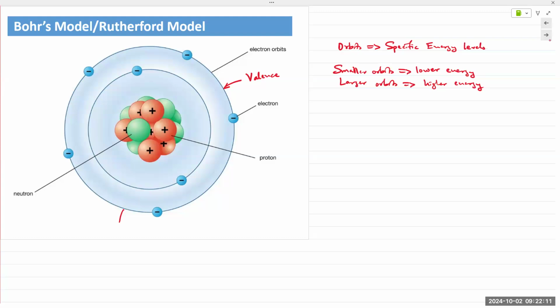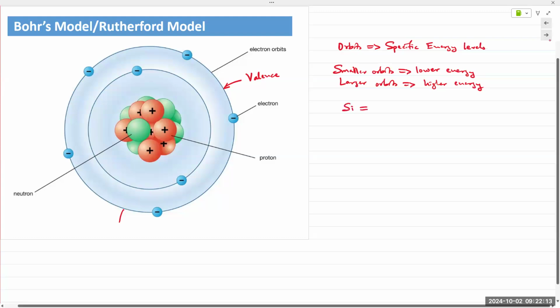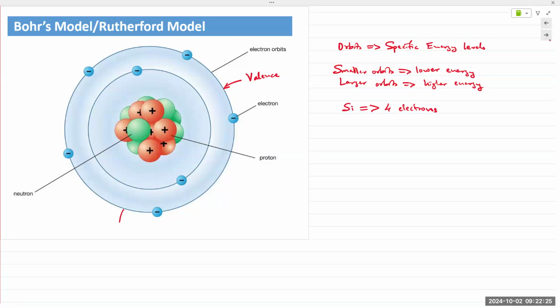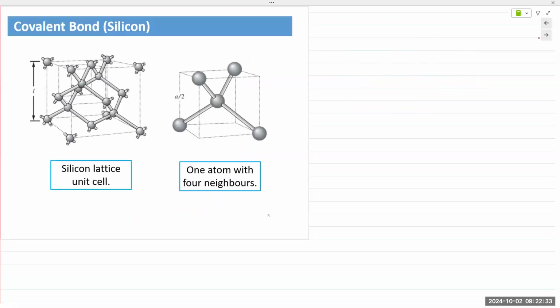Now in silicon and germanium, of course, we have 4 electrons in the outermost orbit. And so when we look at the atomic structure of a silicon material, we see that these atoms share electrons to form a bond and a stable unit.